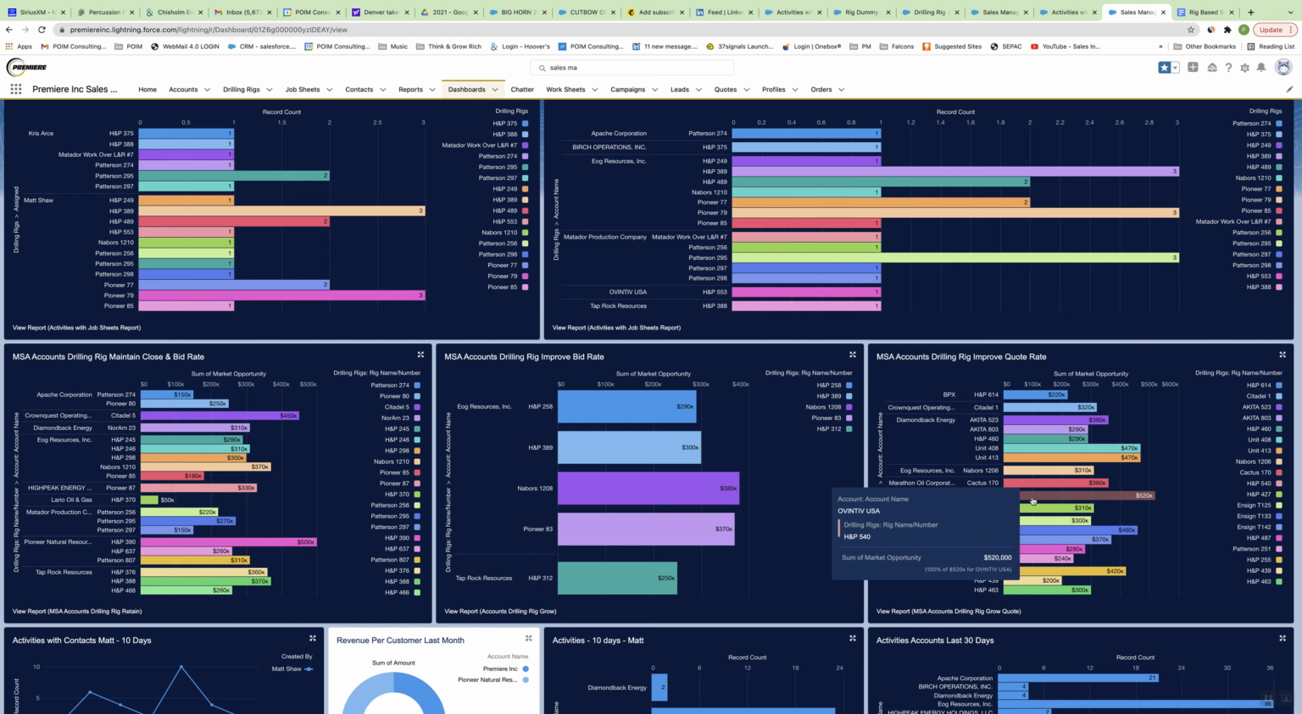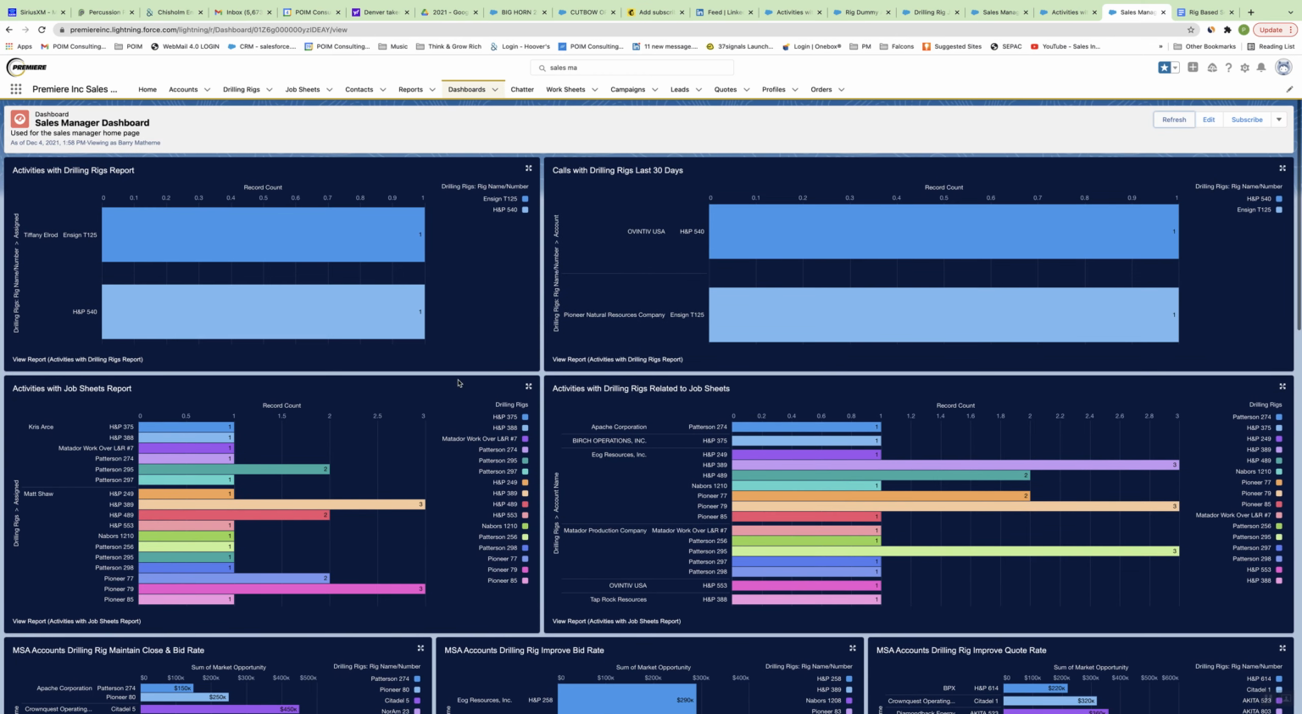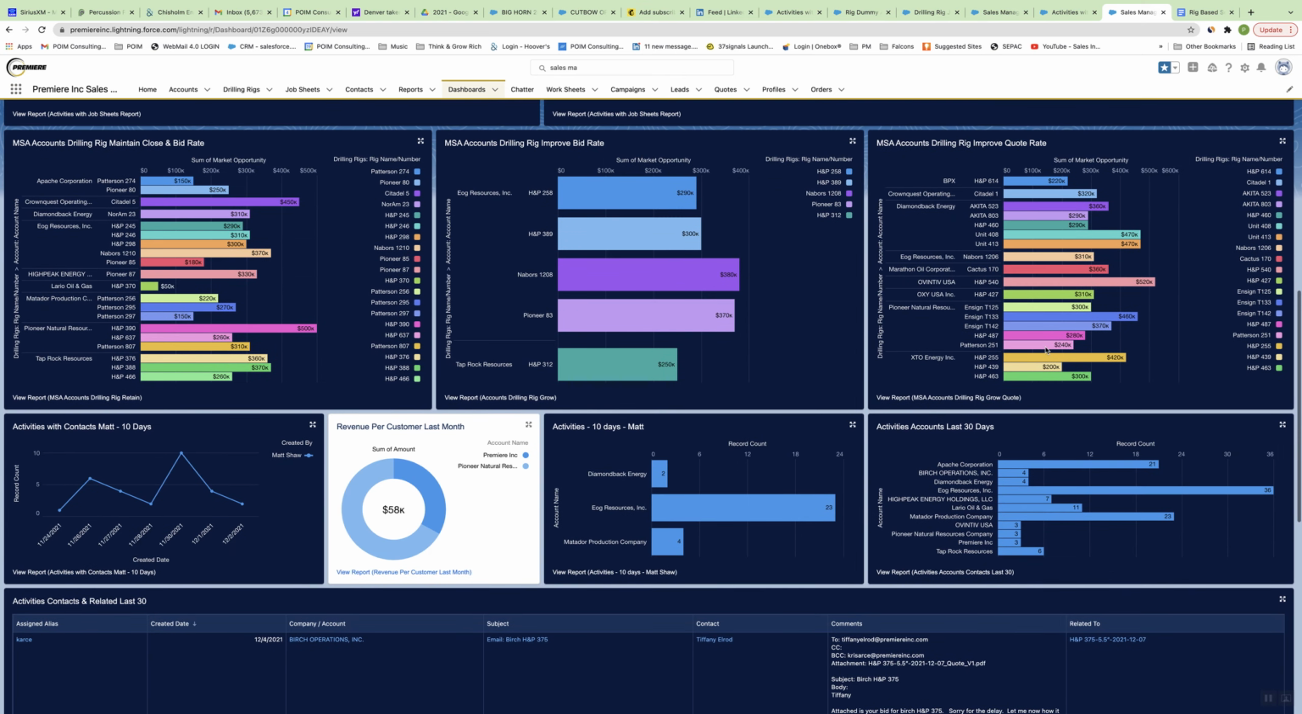There's our 540. What that is telling me is that she's aligned with this particular process, which is the MSA account, improve our quote rates. That's a great visit that we've had on that one here. Ensign 125 on Pioneer, I take a look at this again.